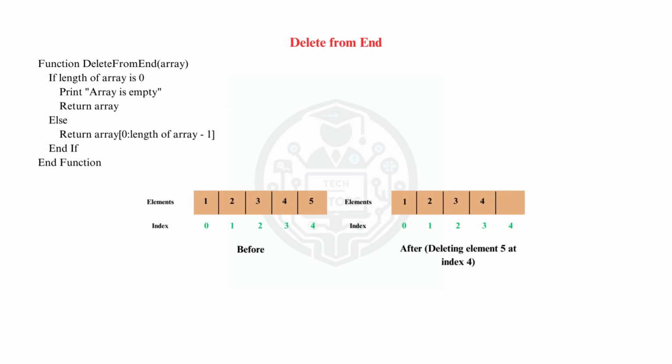The delete from end function removes the last element from the array by simply reducing the length of the array by 1. Since no other elements need to be moved, this operation is very efficient. It is commonly used in stack operations where the last element is the most recent addition.